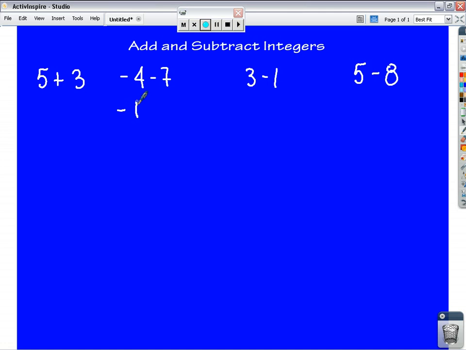We could rewrite that as negative 4 plus negative 7, but keep in mind the sign associated with the 7 is negative and the sign associated with the 4 is negative. 3 minus 1, this is a positive 3 and a negative 1. Positive 5 and a negative 8.